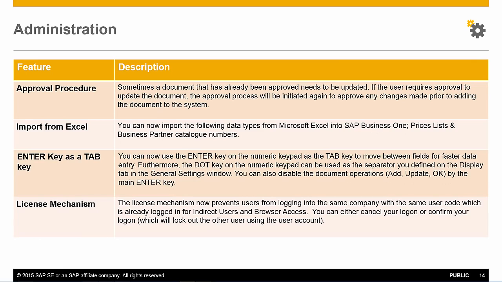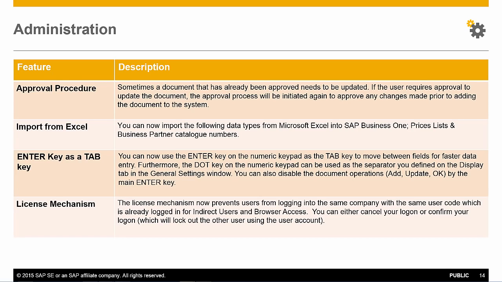A number of other topics under administration include, for example, the update to the approval procedure process. Sometimes a document that has already been approved needs to be updated. If the user requires approval to update the document, the approval process will now be initiated again to approve any changes made prior to adding the document to the system. Import from Excel now supports the following data types from Microsoft Excel into SAP Business One.